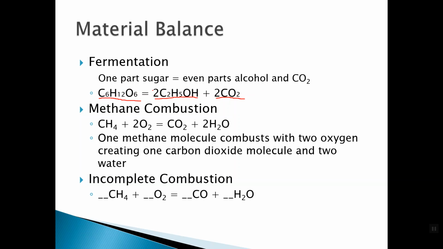Chemically, it's impossible if we don't end up with the same amount of material on the left as we do on the right. Okay, those atoms aren't being created or destroyed, so they're just moving around. They're just changing who they're connected to.